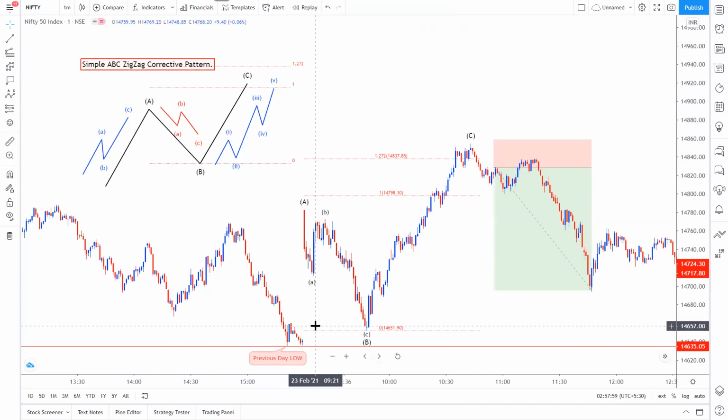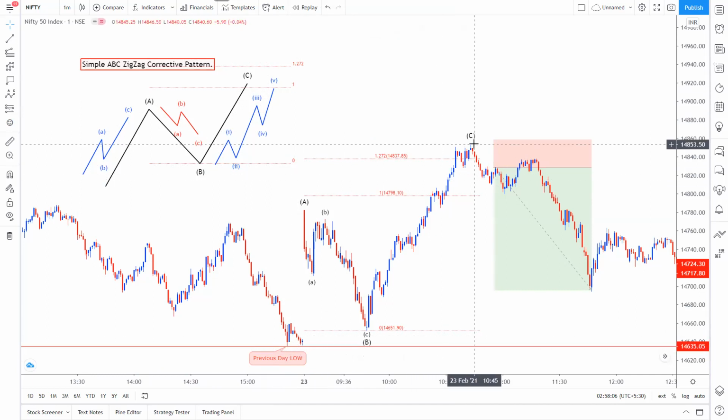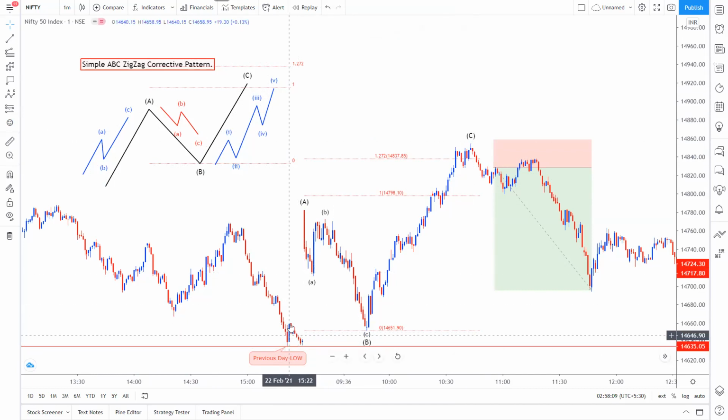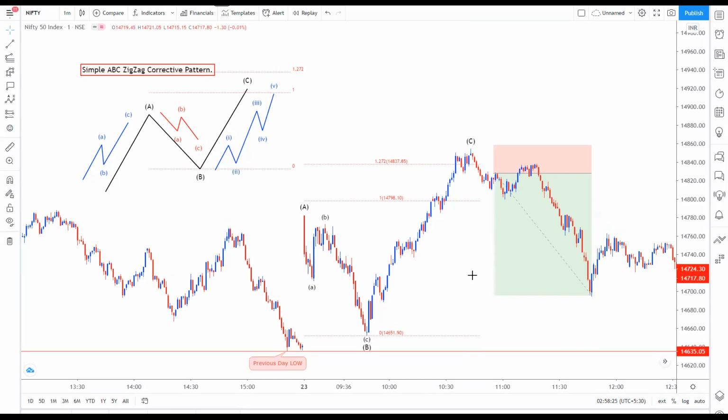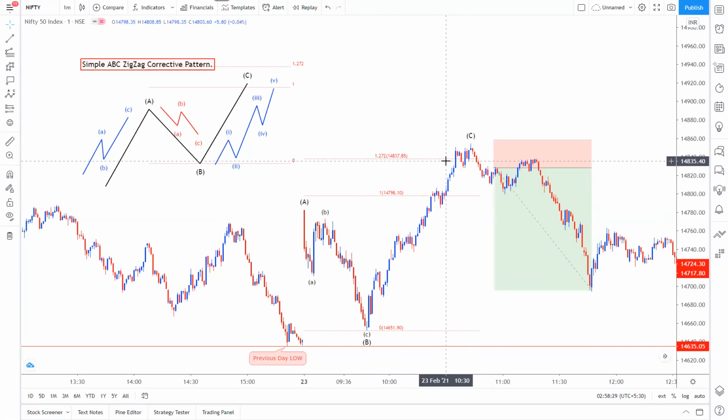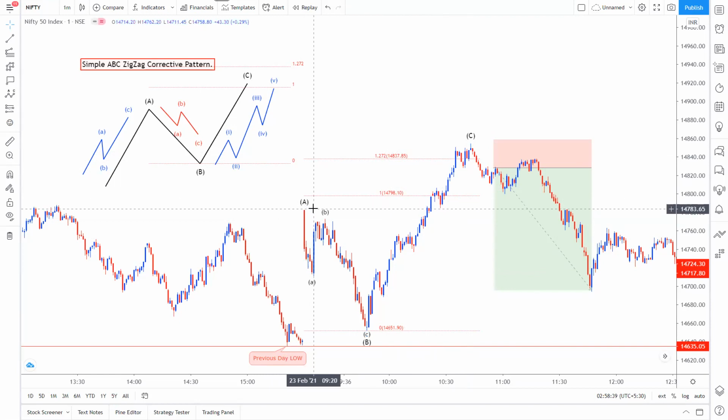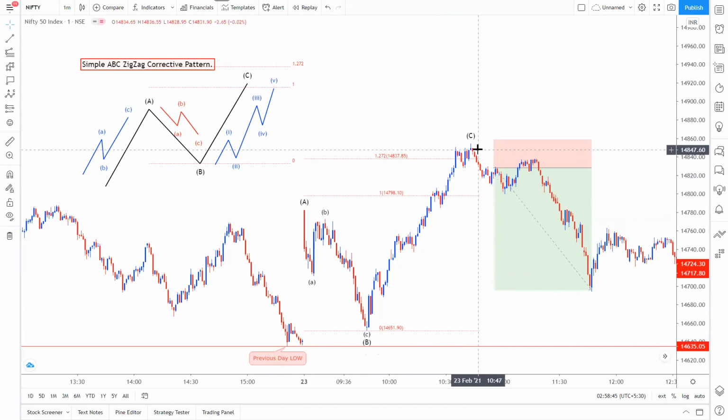So if we check Nifty's move from the previous day low till the high made today, you can see the up move was in three subwaves, first three, then another three downwards, and then there was an upward move in which we cannot clearly identify all the five subwaves, but it reached around 1.272 levels. So this was a clue for me that this is an ABC structure.